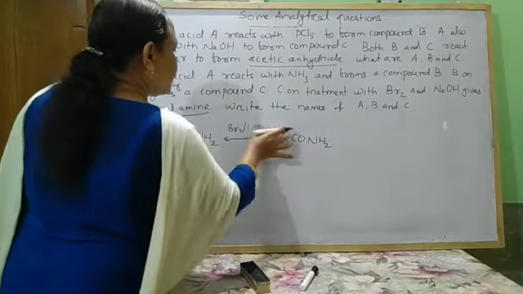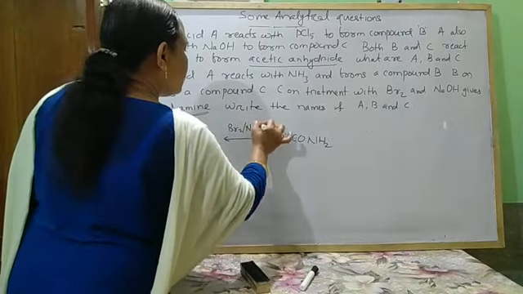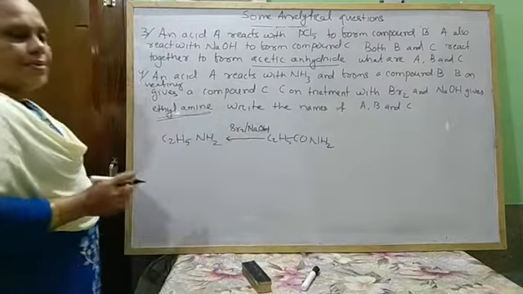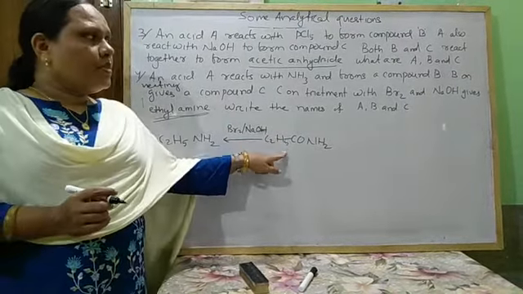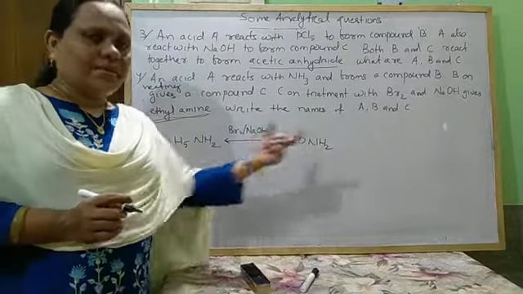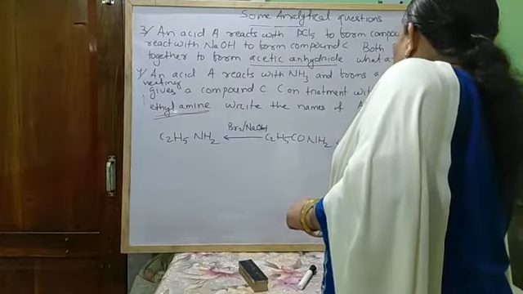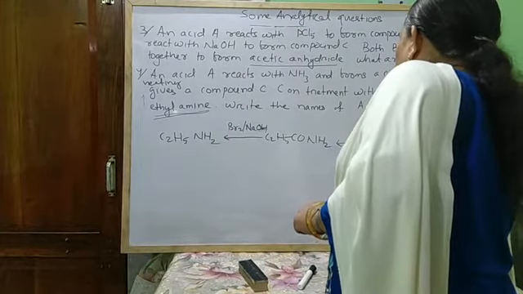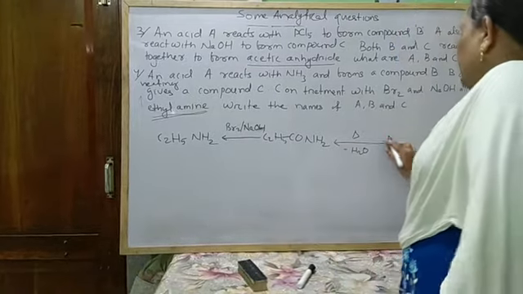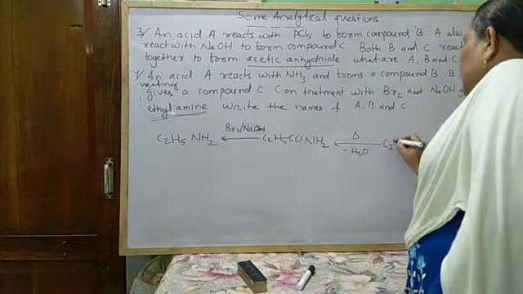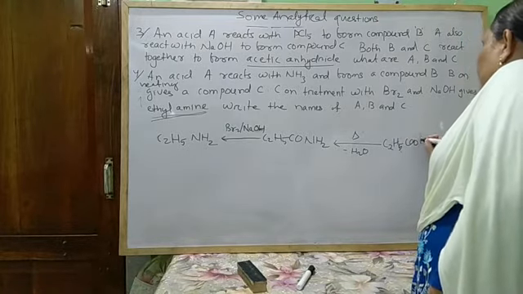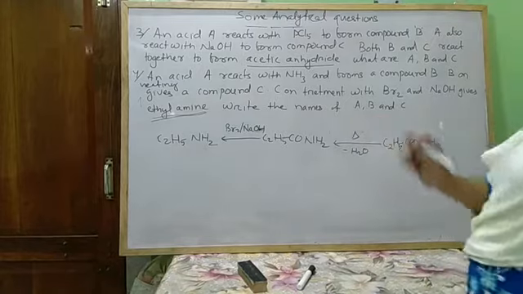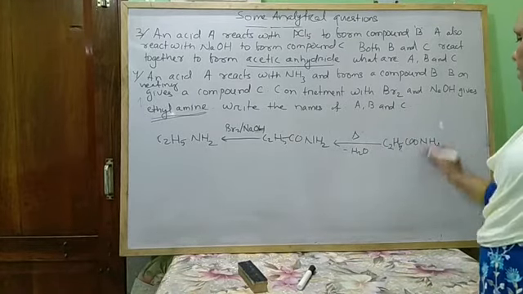Br2 and NaOH are given, and it gives this. And how is this formed? This is formed by heating an ammonium salt. Then what is the ammonium salt? Minus H2O, this ammonium salt is ammonium propanoate.